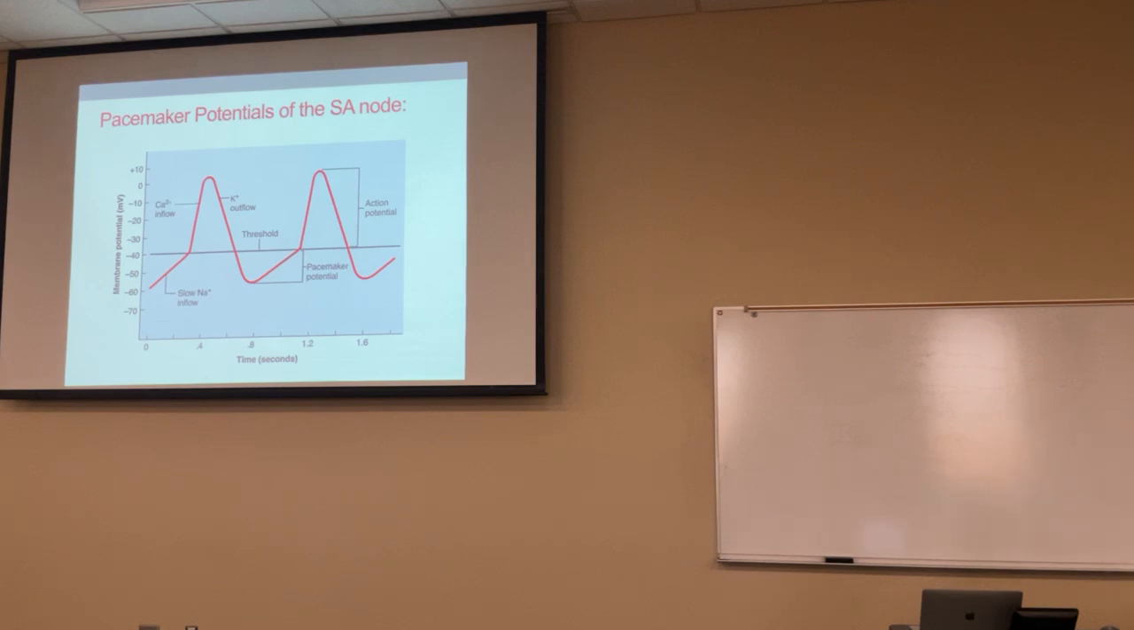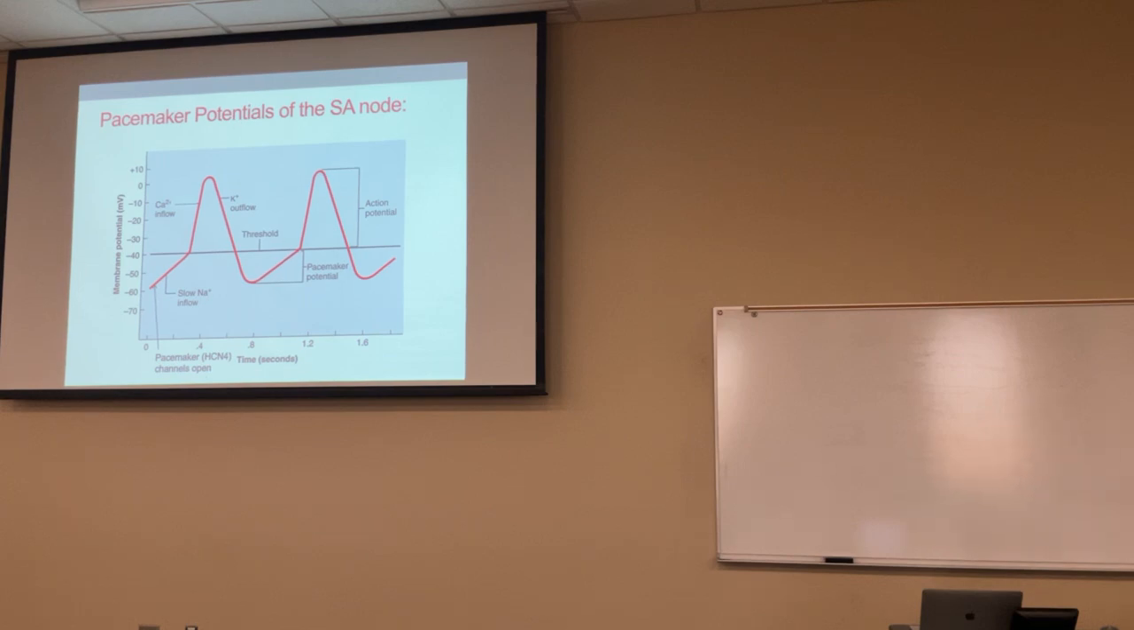Okay, so the first step in the pacemaker potential is that the pacemaker channels open. Okay, these pacemaker channels are called hyperpolarization activated cyclic nucleotide gated channels. That's the full name of them. And there's 4 different kinds. The type of pacemaker channels found in the SA node cells are called HCN4 channels.